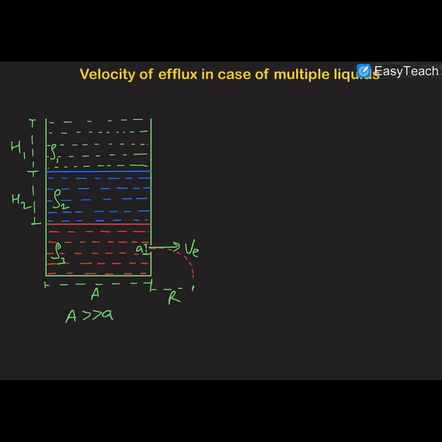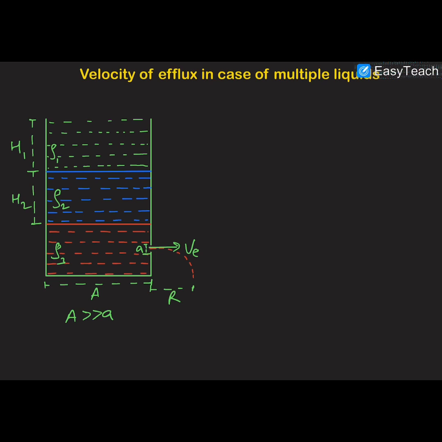In this video, we are going to discuss the velocity of efflux in the case of multiple liquids. So just imagine this case in which there are multiple liquids filled in this beaker, and out of them one of the liquids is coming out from a very fine small orifice. So we have to find out the velocity of efflux of that liquid.